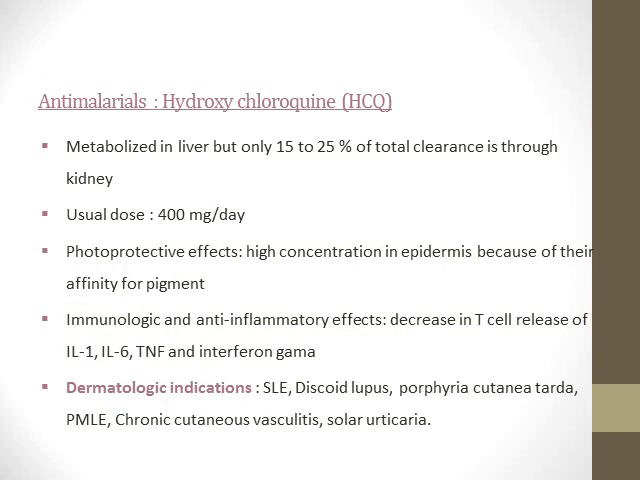HCQS, which is nowadays in the news, we have been using in dermatology for a long time, especially in connective tissue diseases and photodermatosis. Metabolized in the liver, only 15 to 20% of total clearance is through the kidney. Usual dosage is 400 milligram per day. It has a photoprotective effect, hence we use it in photodermatosis. It has an anti-inflammatory effect, as it decreases the T cell release of interleukins such as 1 and 6, tumor necrosis factor and interferon gamma. So we use it in SLE, DLE, and also in porphyria cutanea tarda.